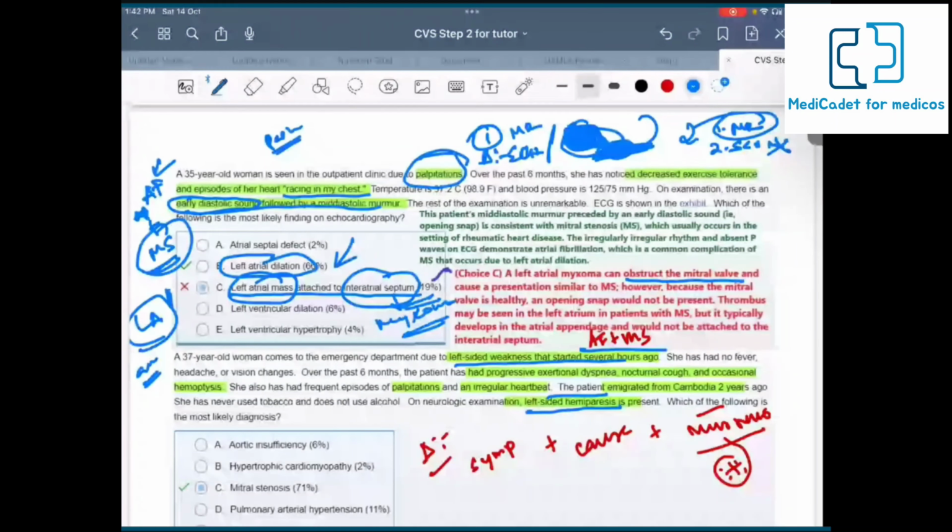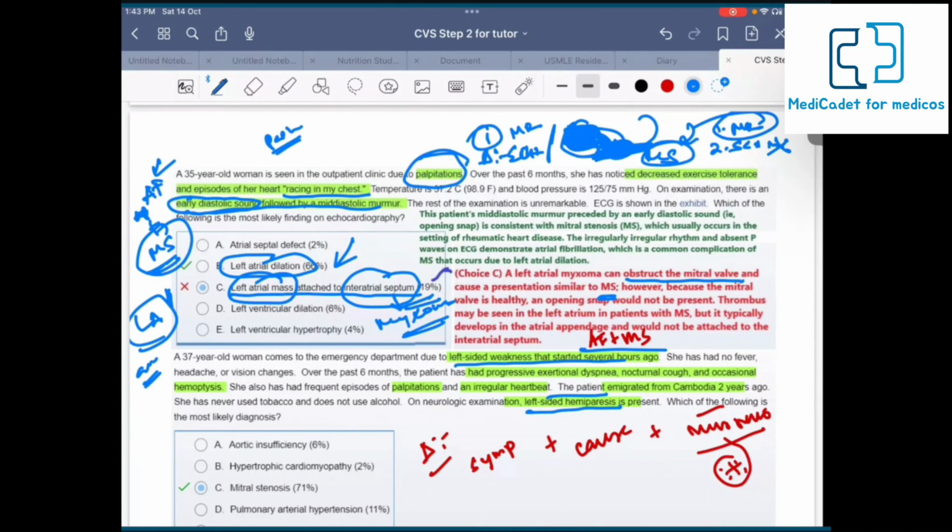Myxoma can obstruct the mitral valve and present similar to MS, but that will be mostly in favor of cardiac arrest. Like if a myxoma prolapses, think about a huge ball obstructing the mitral valve. It's mostly going to cause a cardiac arrest instead of causing a symptom similar to MS.